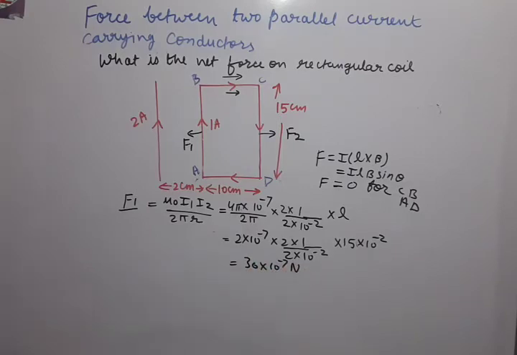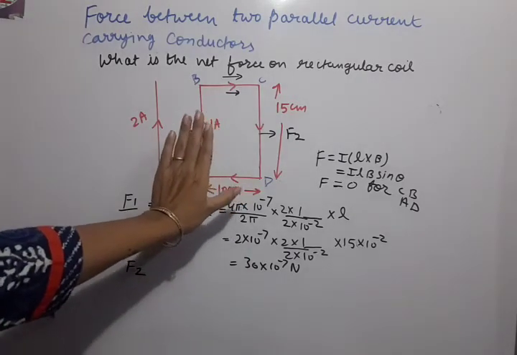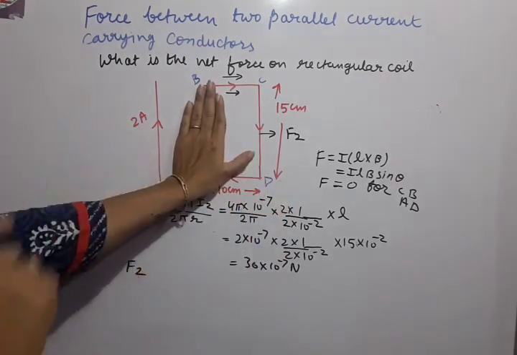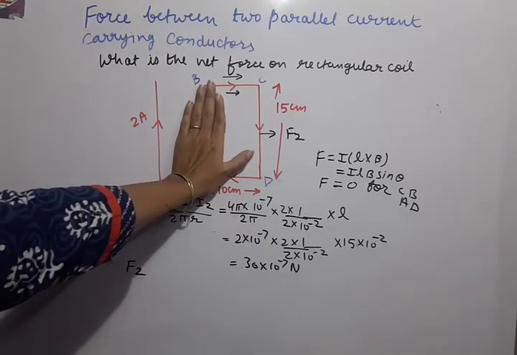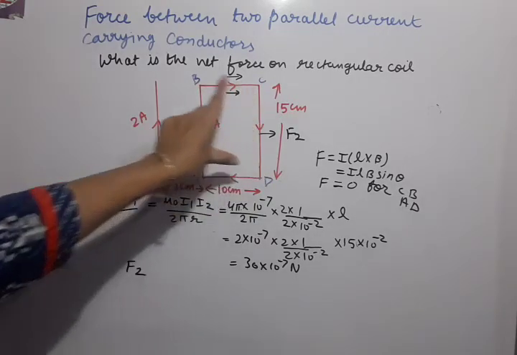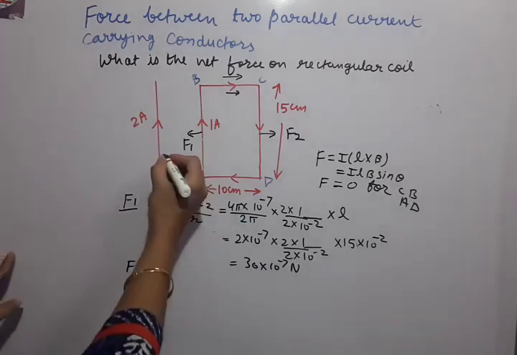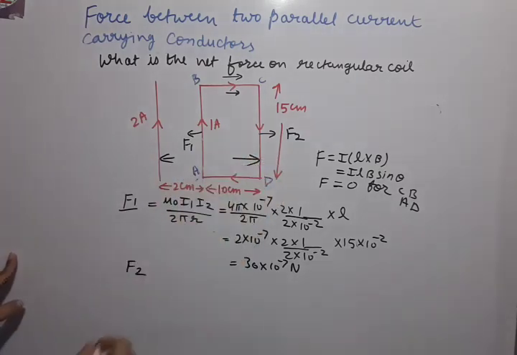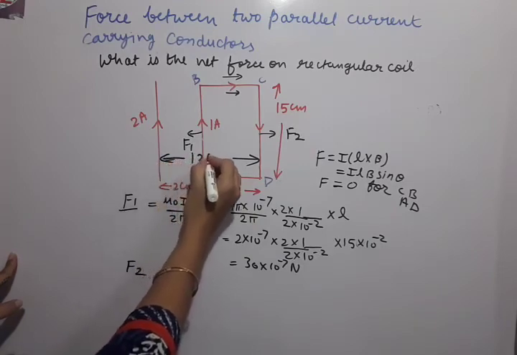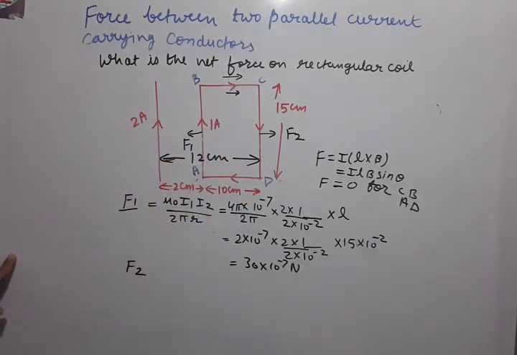Now let us solve F2 in the same manner. For F2, what you do? Only take this wire and the total distance between them. So you have to focus on this wire, this side of the coil, and this wire. What is the distance between these two? Total distance. So you see 2 centimeter and 10 centimeter, that means 12 centimeter is the distance now.